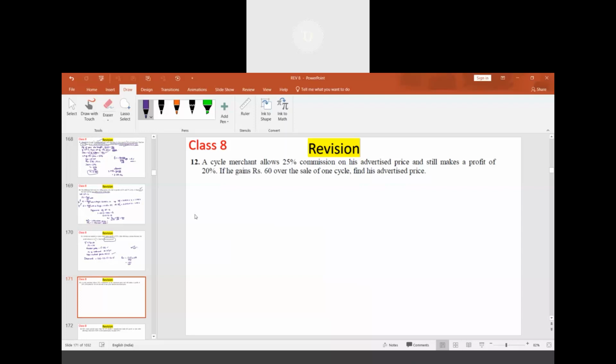Here the question is, a cycle merchant allows 25% commission on his advertised price and still makes a profit of 20%. If he gains rupees 60 over the sale of one cycle, find his advertised price. How to find?